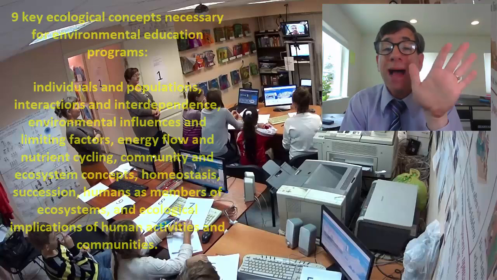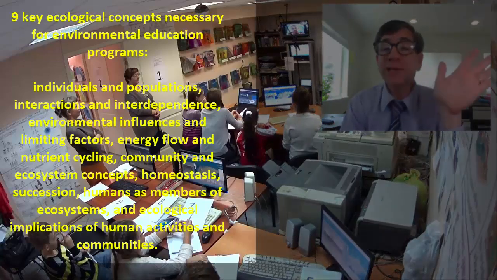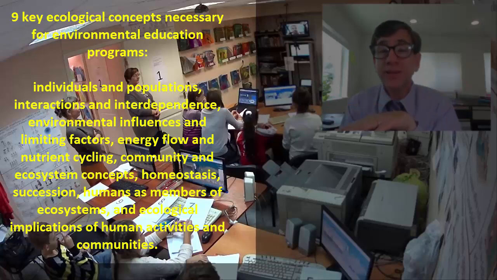Hungerford and Volk in 1991 outlined 9 key ecological concepts that they said were necessary for environmental education programs, including individuals and populations, interactions and interdependence, environmental influences and limiting factors, energy flow and nutrient cycling, community and ecosystem concepts, homeostasis, succession, humans as members of ecosystems, and ecological implications of human activities in communities. GIS can enhance the teaching of all of these concepts.